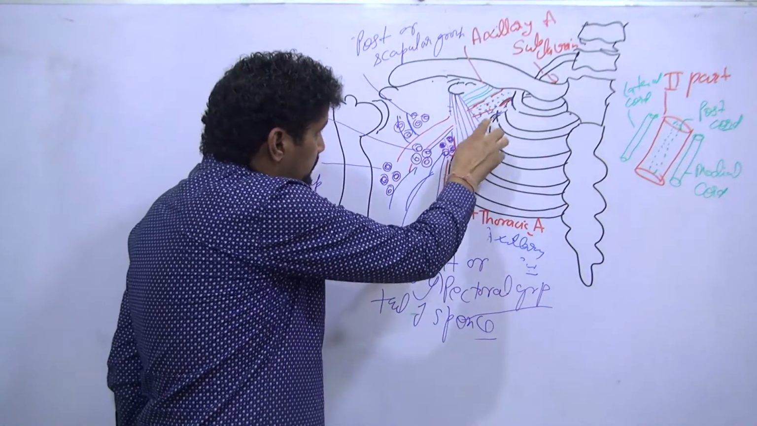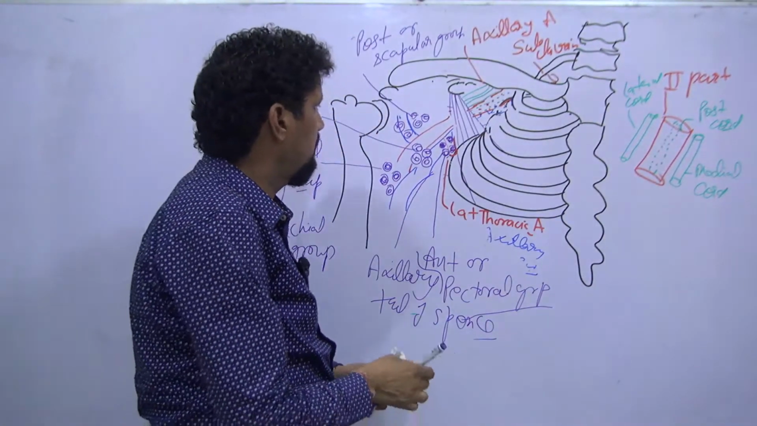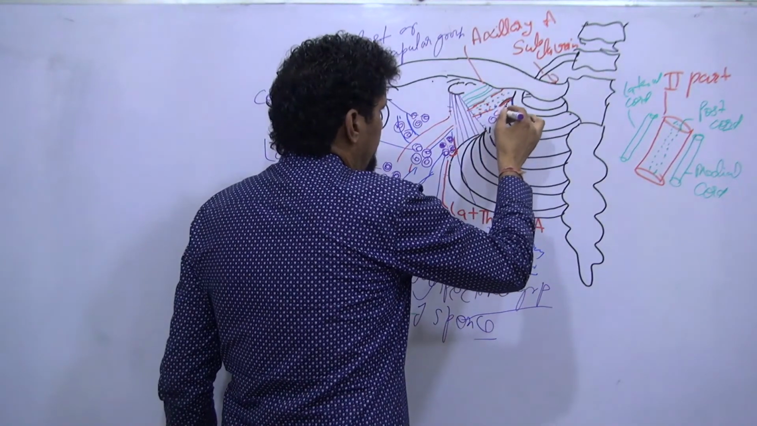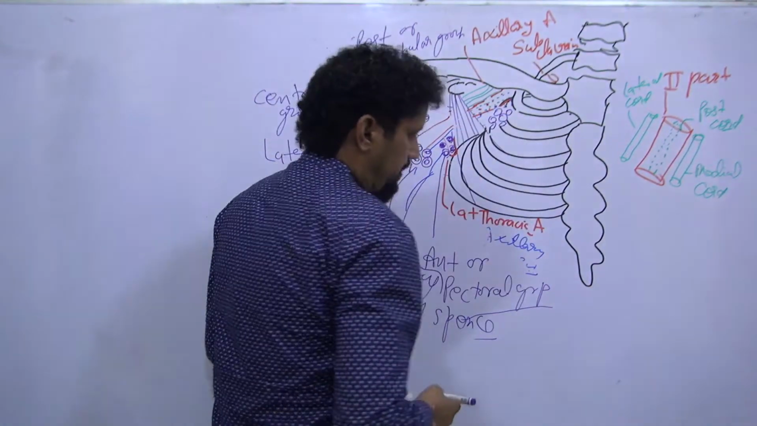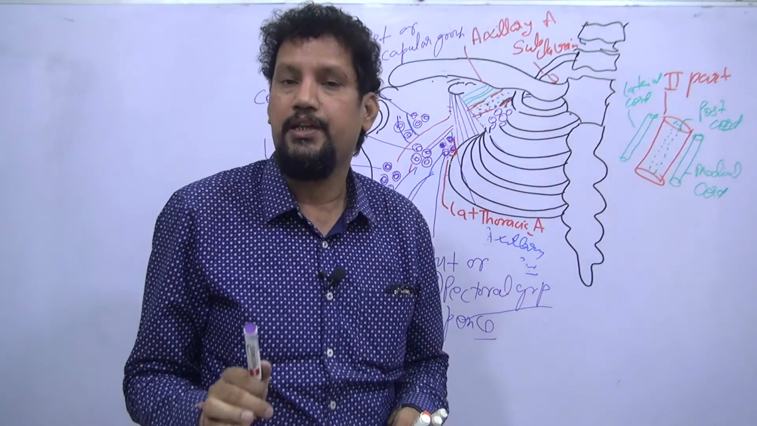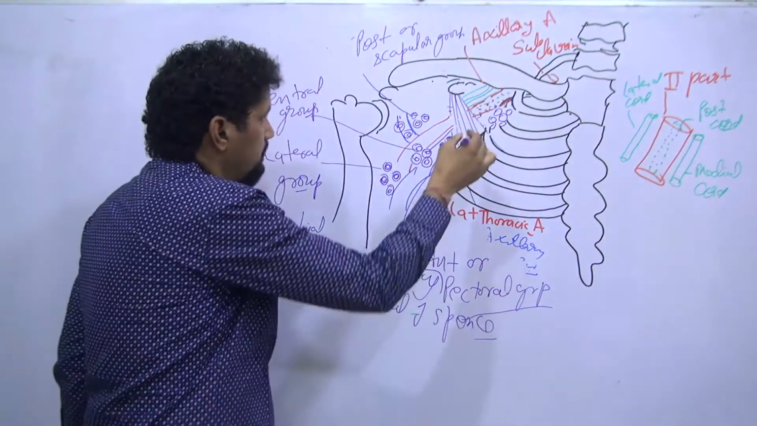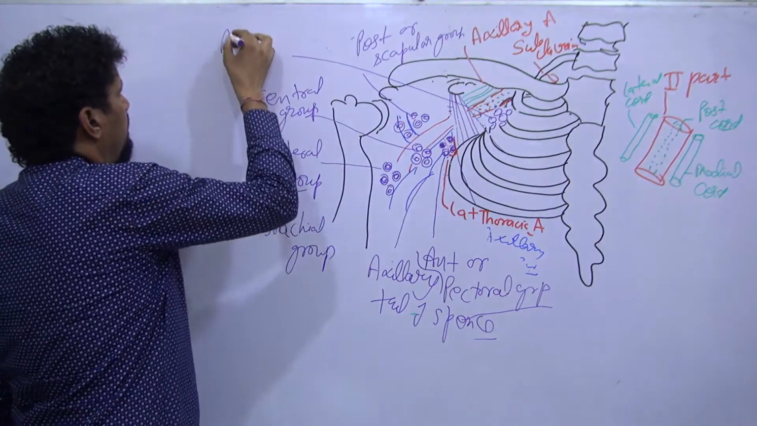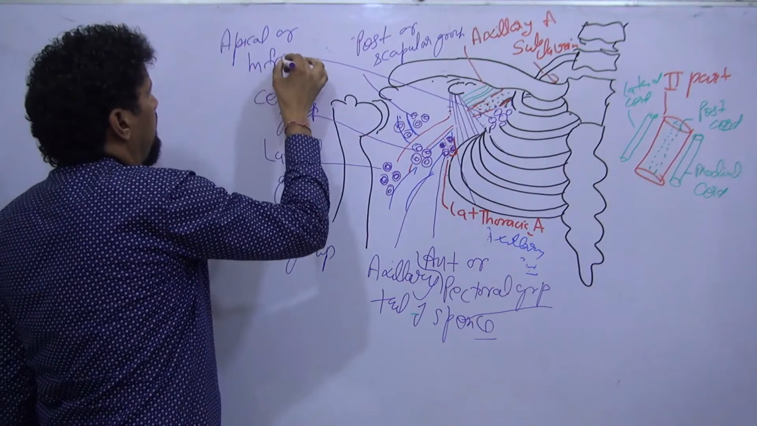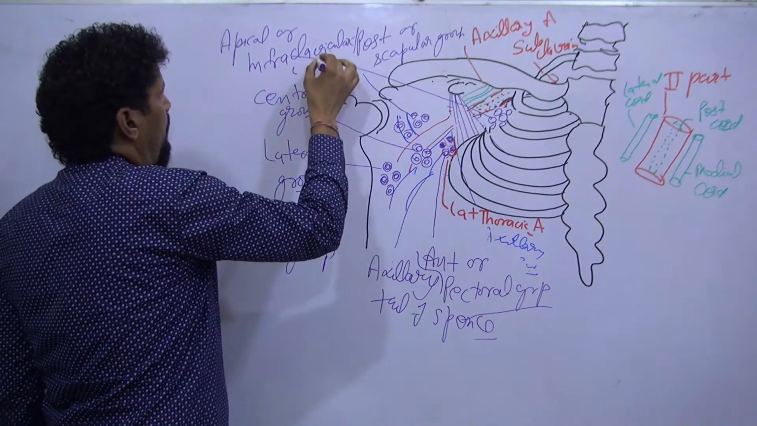Now, medial to this terminal part of the axillary vein, when we remove this part of the vein, medial to this vein, this group of lymph nodes is known as the apical or the infraclavicular group of the lymph nodes. The apical or the infraclavicular lymph nodes.